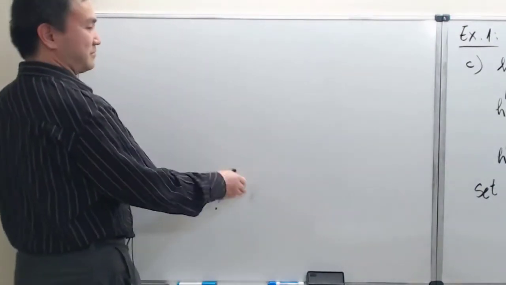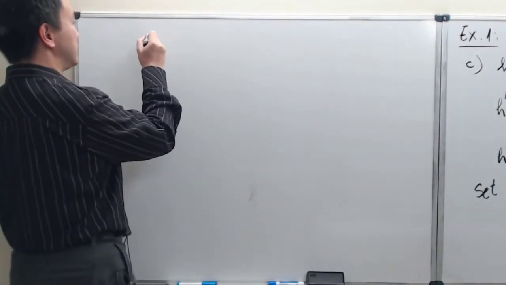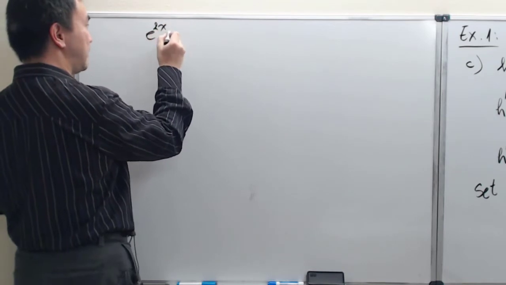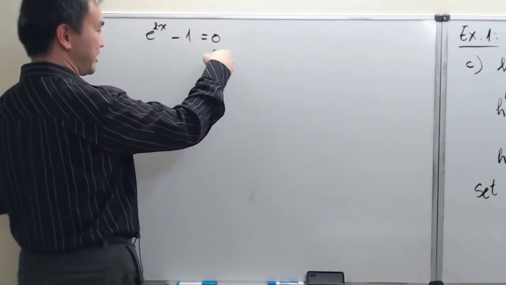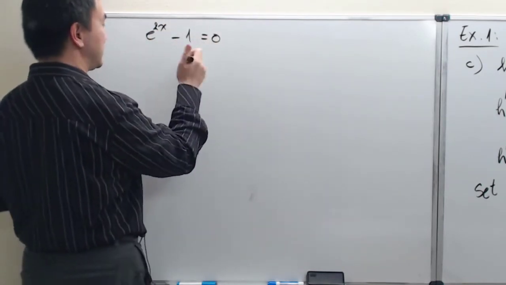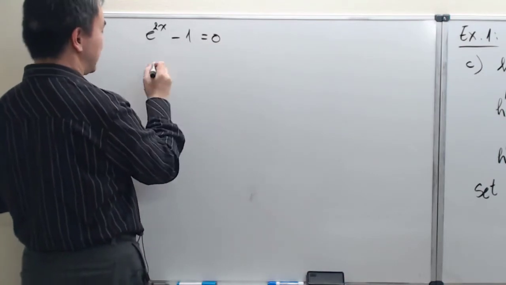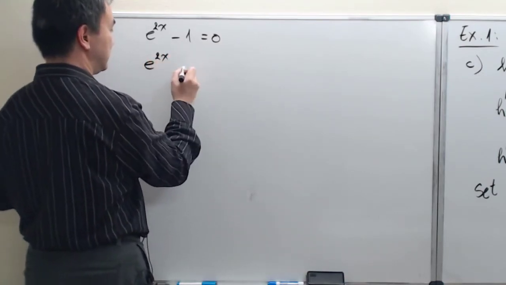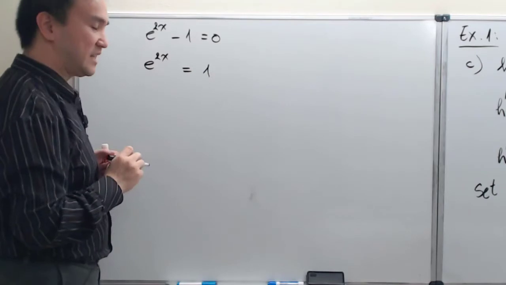Okay, so now continuing from where we were, e to the 2x minus 1 equals 0. Now we can just add 1 to both sides right here. So e to the 2x equals 1, and that's what we can produce.